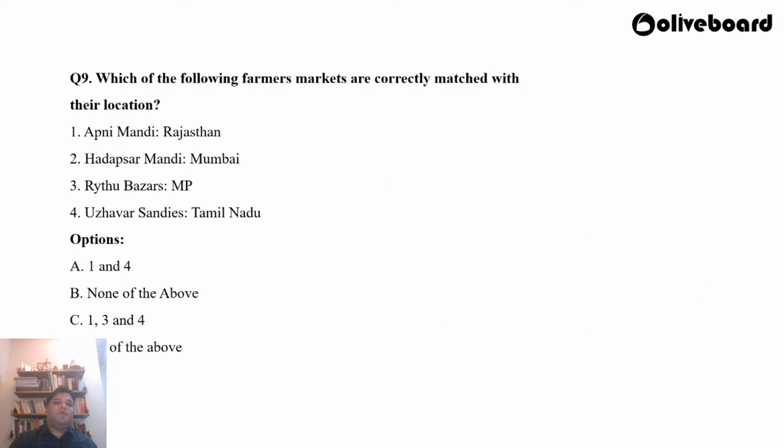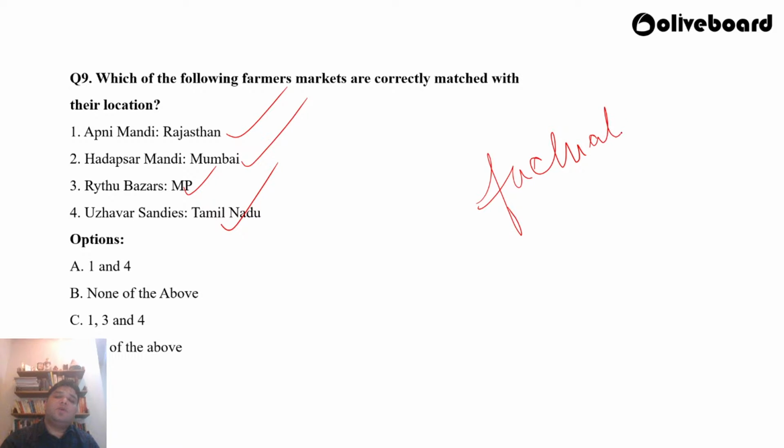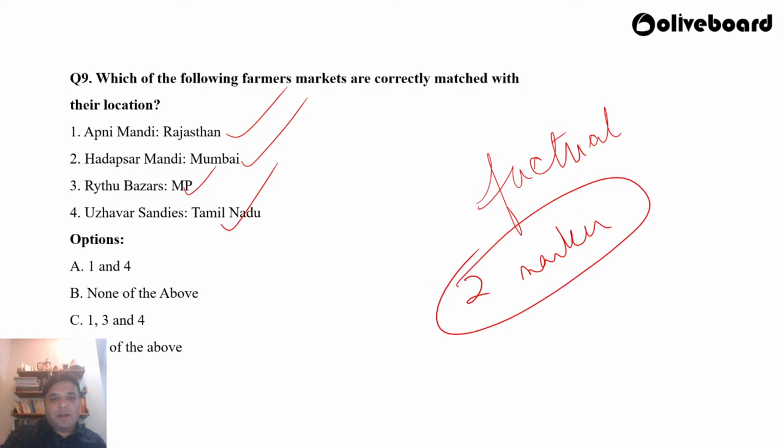Question number 9. Which of the following farmers markets are correctly matched? Apni Mandi Rajasthan, Hadapsar Mandi Mumbai, Raitu Bazaars MP, Uzawar Sandis Tamil Nadu. This type of factual. Now these are factual questions, but factual questions could also be tough. So this could be asked as a 2 marker, right? And because it is given in your 11th class NCERT, it becomes absolutely critical and important. Which of the following farmers markets are correctly matched with their location? Apni Mandi Rajasthan, Hadapsar Mandi Mumbai, Raitu Bazaars MP, Ujawar Sandis Tamil Nadu. Okay.